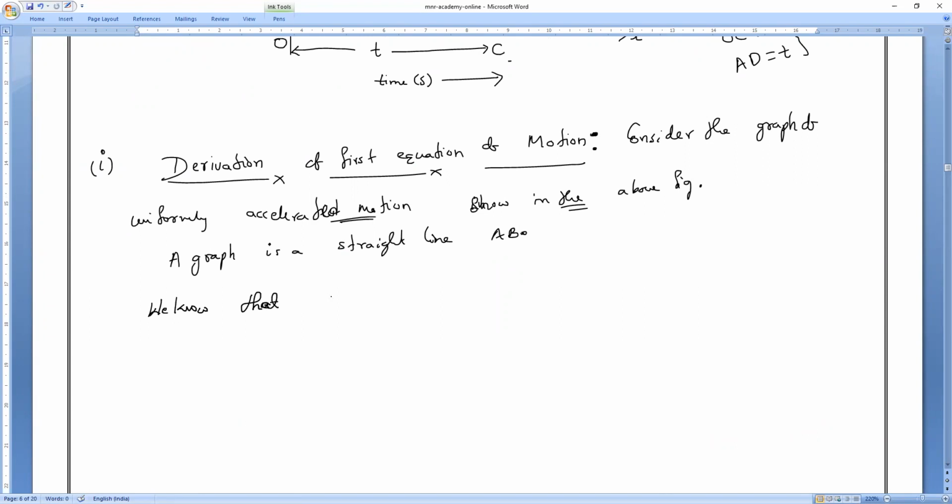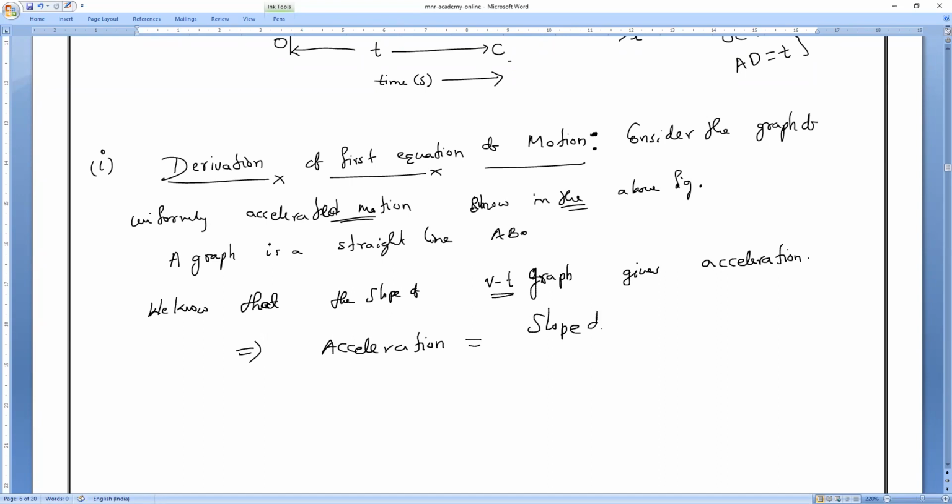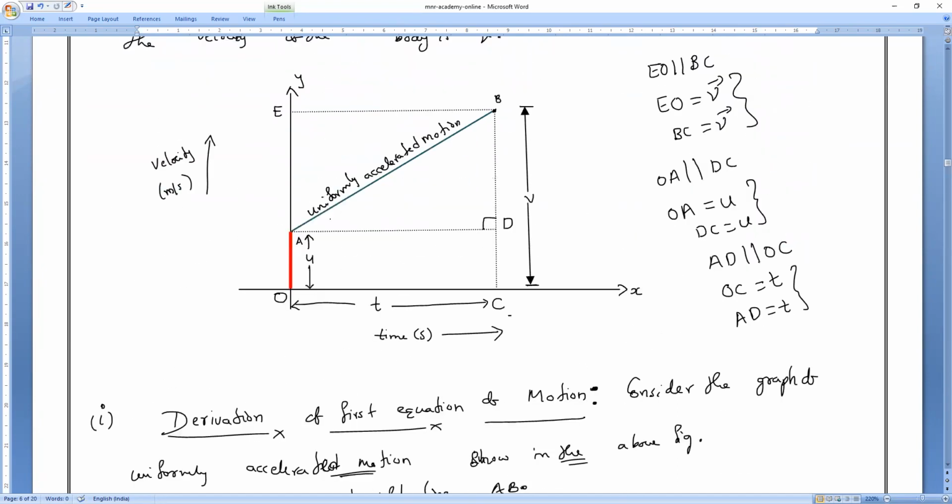We know that the slope of the velocity time graph, VT graph. VT graph means what, guys? Velocity time graph. What will it give, guys? Acceleration. Okay, that is it. So I will take acceleration is equal to what? Slope of which graph? Slope of, we have considered what?